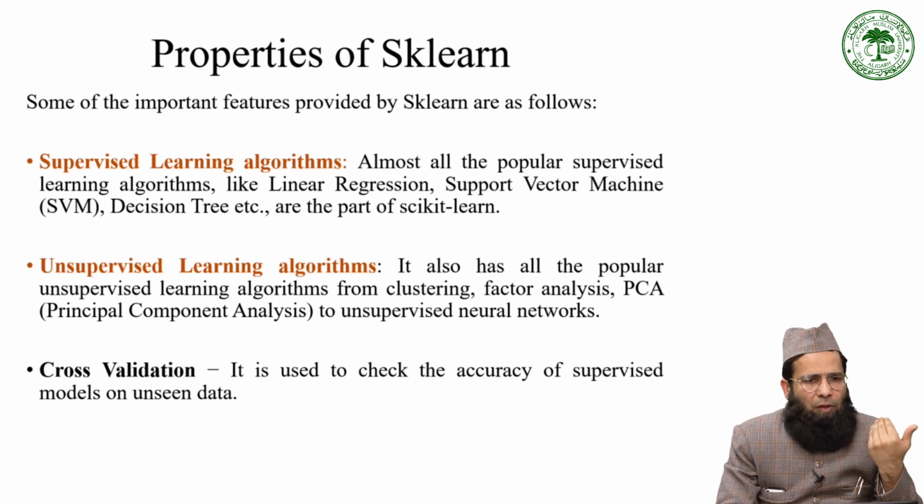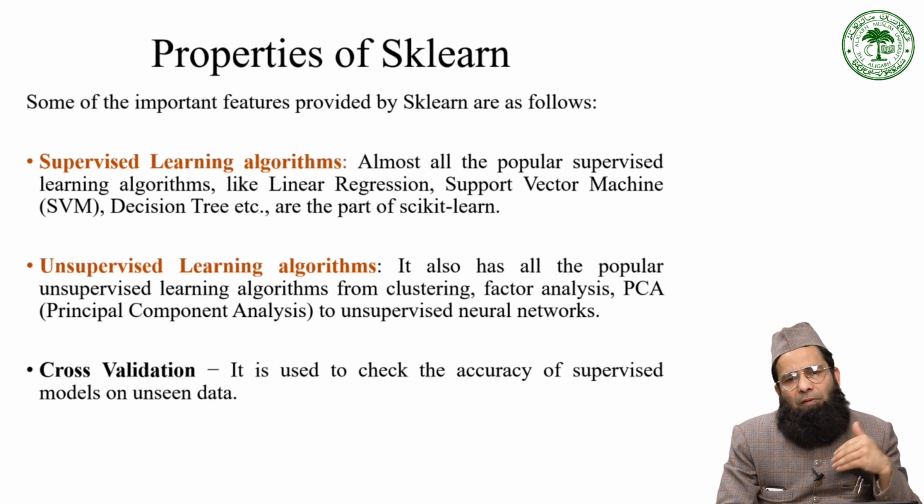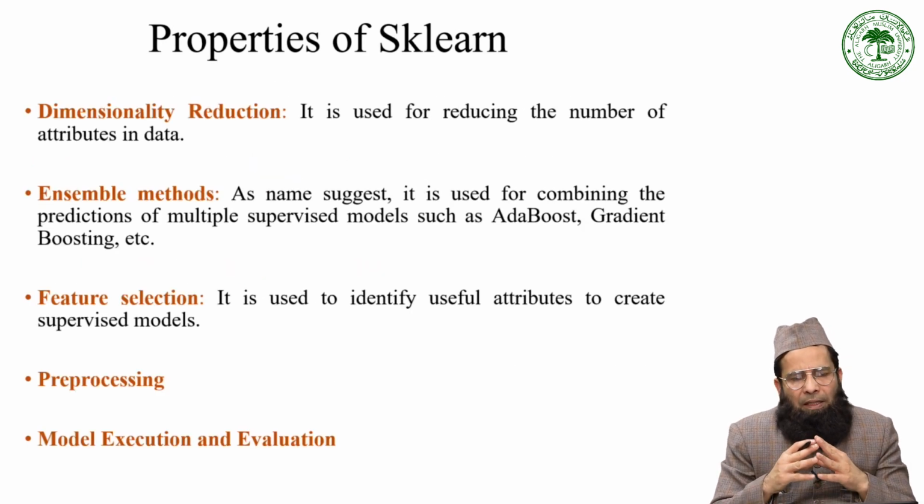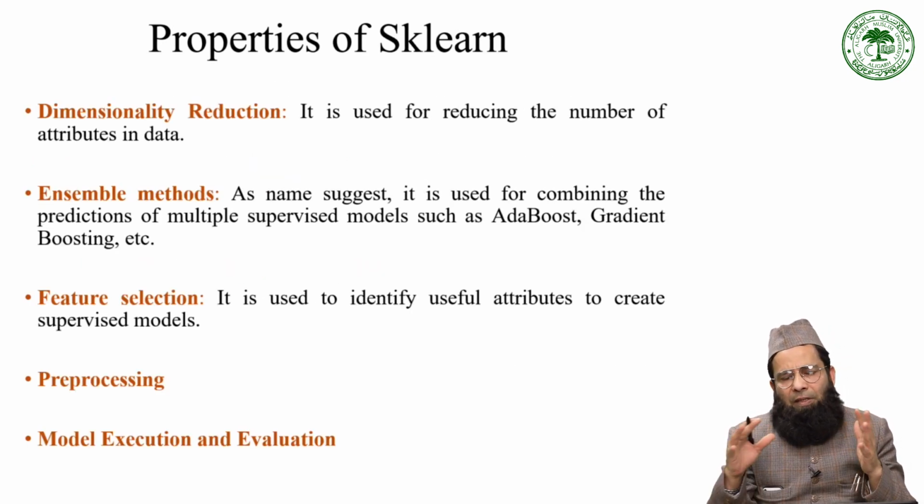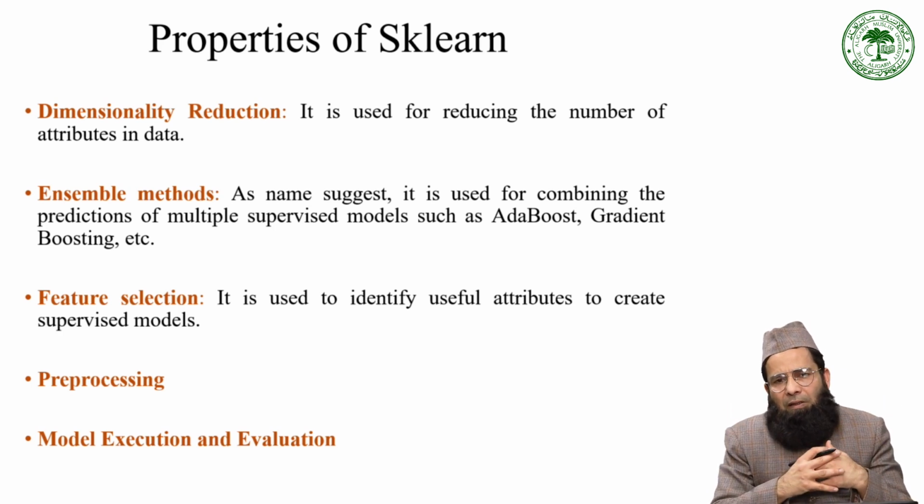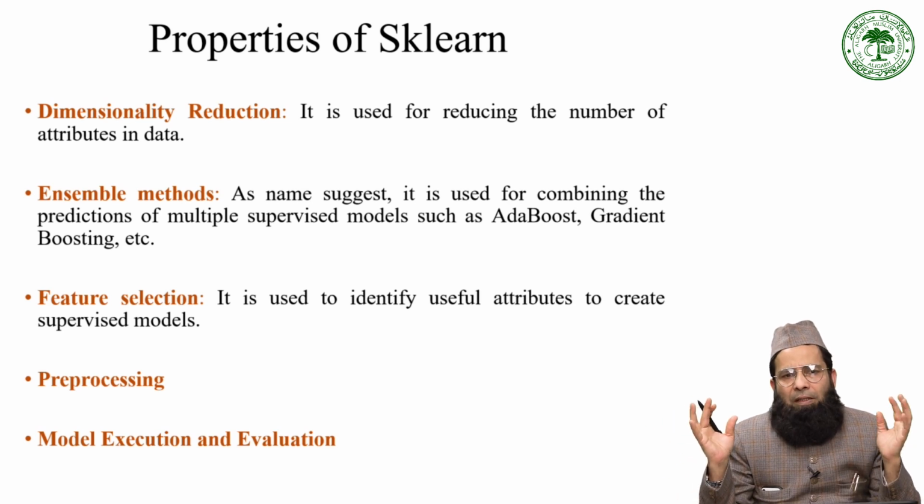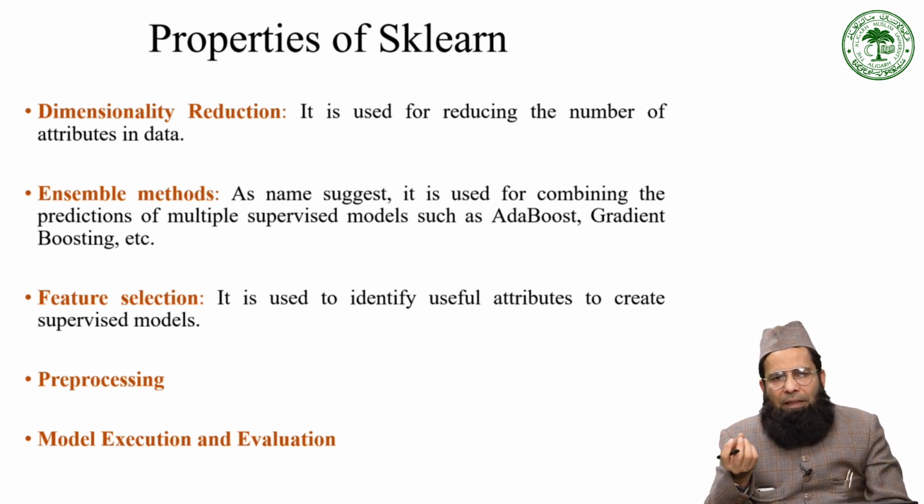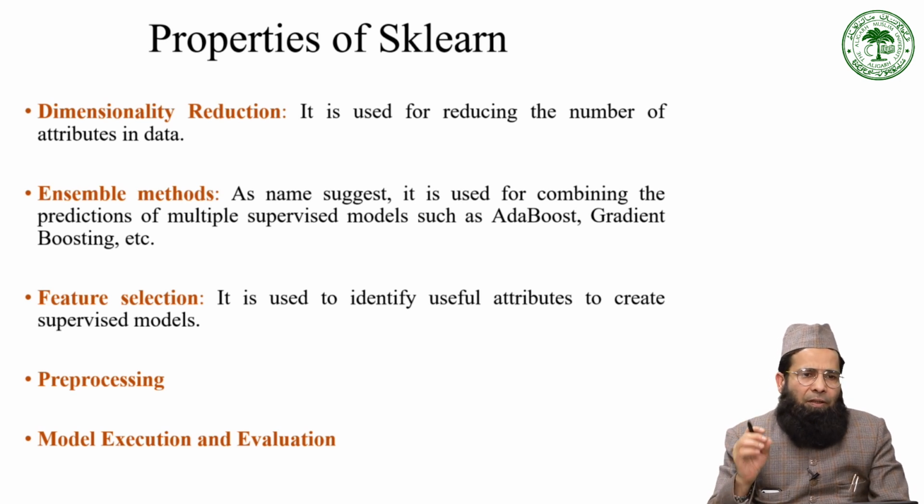It has also support for cross validation. Cross validation is used to check the accuracy of a supervised model on unseen data. Then dimensionality reduction. If we have several features in our dataset and we want to reduce the number of features, that we call dimensionality reduction. So, Sklearn also supports dimensionality reduction.